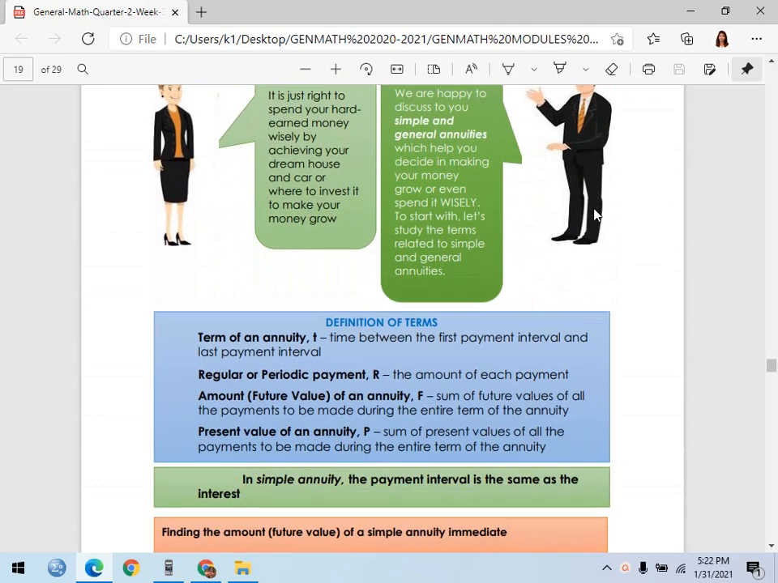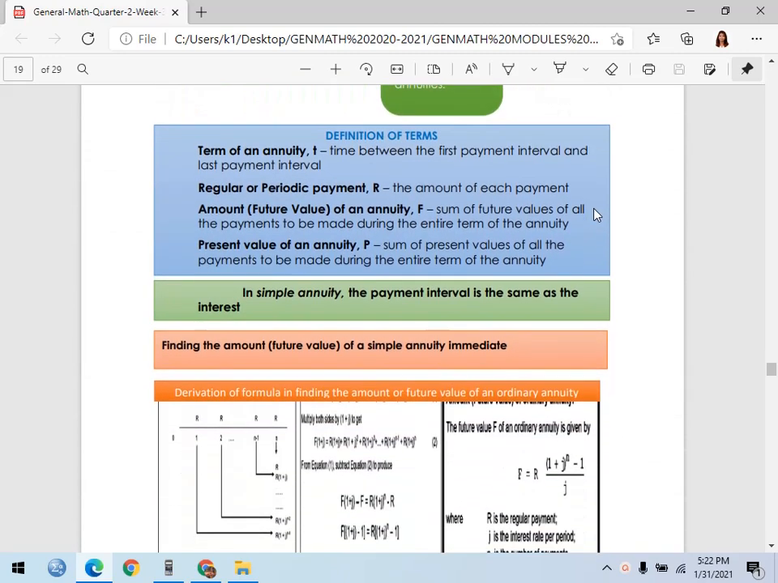So let us start with the definition of terms of the variables that we're going to deal with solving simple annuities and general annuities. The first one is the term of an annuity, represented by small letter t. This will be the time between the first payment interval and the last payment interval. Regular or periodic payment, we have capital letter R, or kung magkano yung paulit-ulit niya binabayad. That is the amount of each payment.